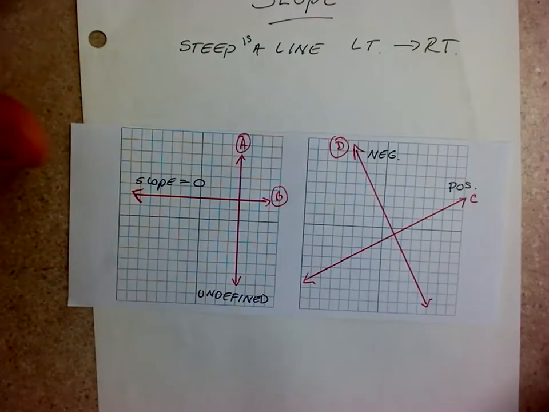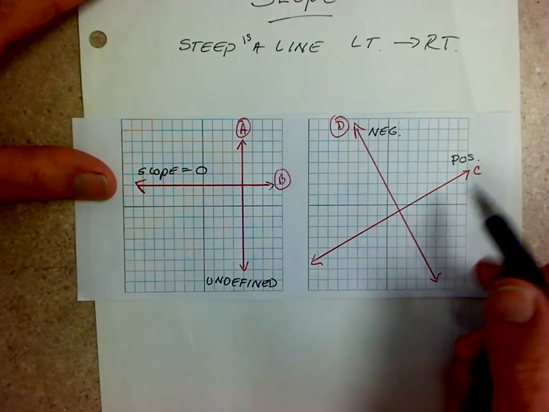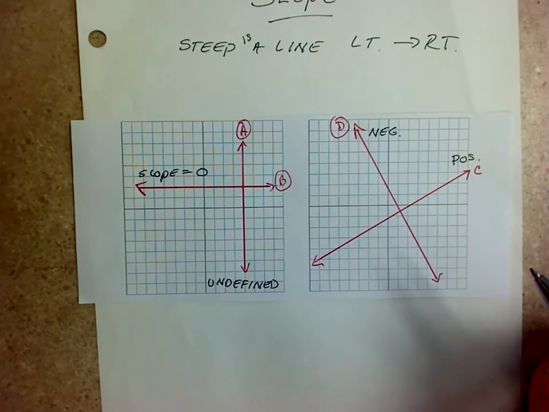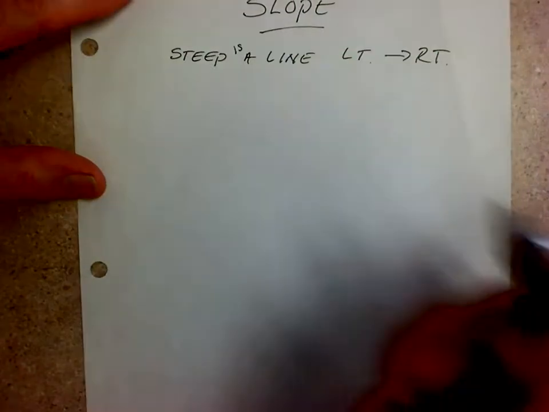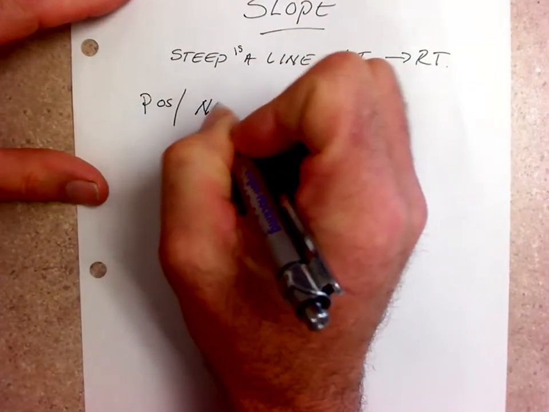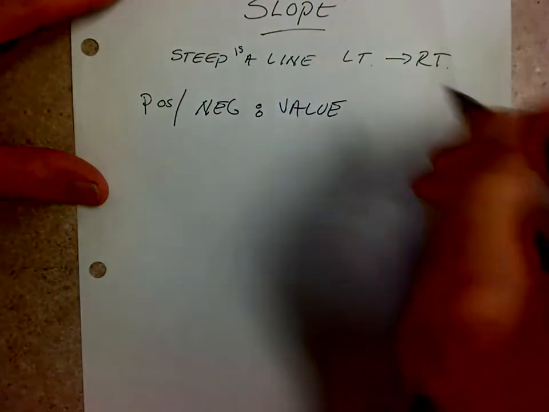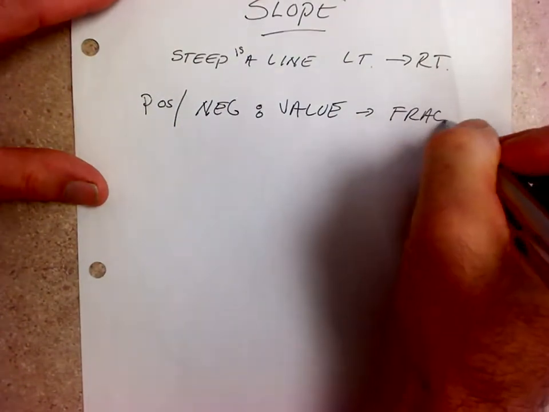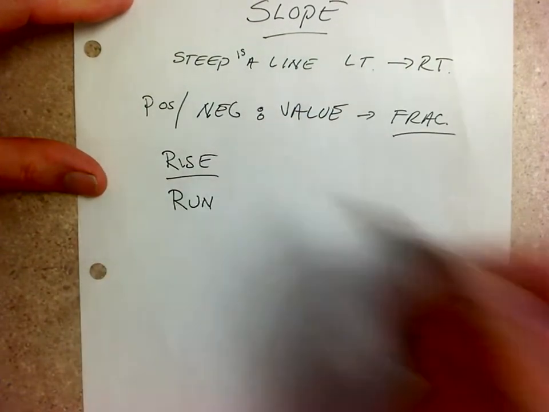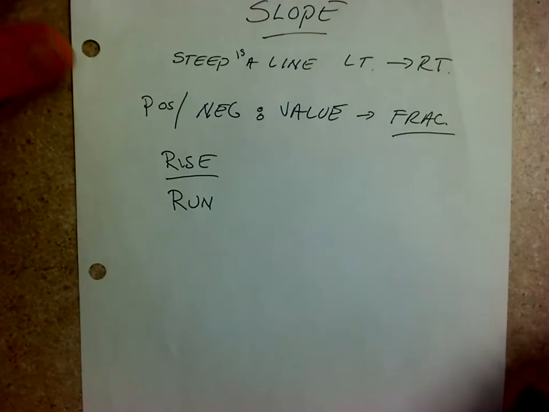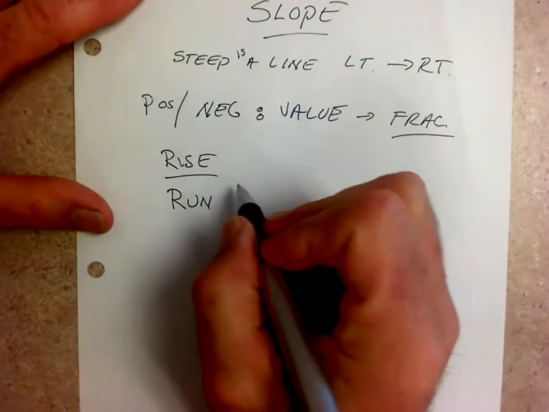So the slope for vertical lines is undefined, the slope for horizontal lines is 0, and the slope for diagonal lines can be positive or negative depending upon whether they are rising or falling. We discussed that in class today. The other thing we like to do is, if it is a positive or negative value, attach a value to that, normally in the form of a fraction. How do we come up with that fraction? Rise over run is our formula for calculating slope.